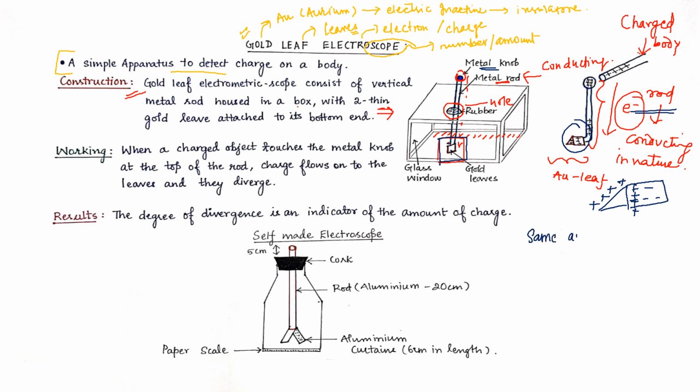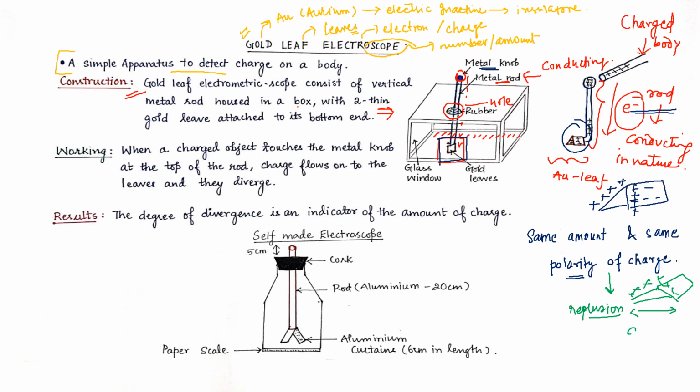the same amount and same polarity of charges. So when it is the same polarity of charges, what will this gold leaf show? They will show repulsion. The gold leaf will start moving apart. See here, they both have positive and equal charges, and they are showing divergence.